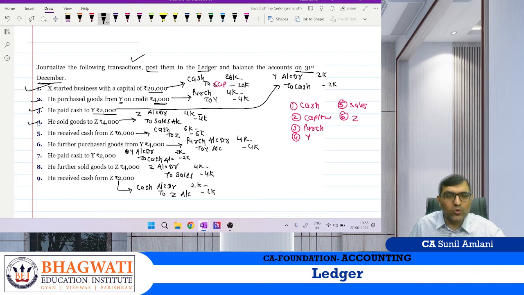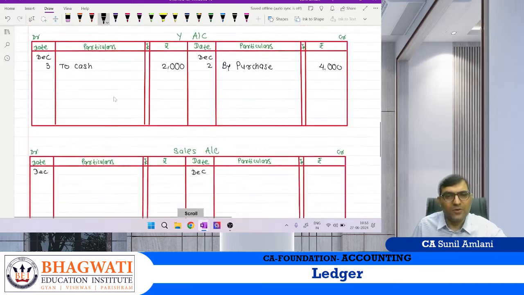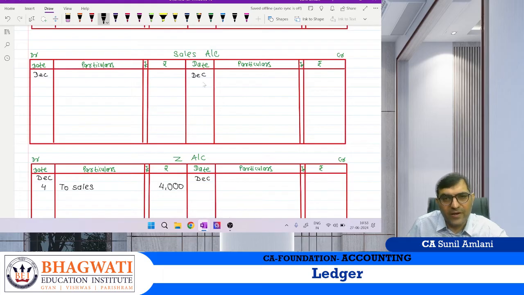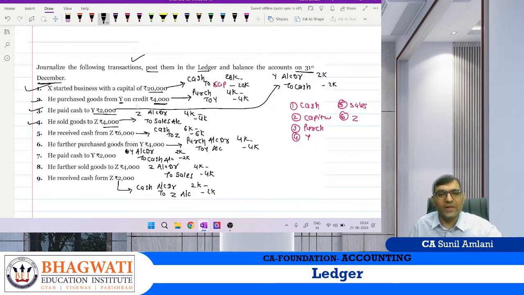Then fourth one, he sold goods to Z for 4,000. Z account debit to sales 4,000 on fourth. So on fourth, Z account debit to sales 4,000. And here on fourth by Z. How much? 4,000. We are getting it from Z, right? Okay. Then he received cash from Z 6,000.